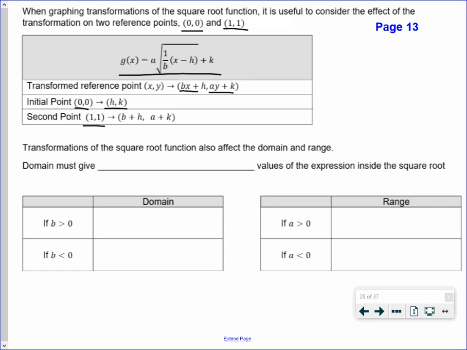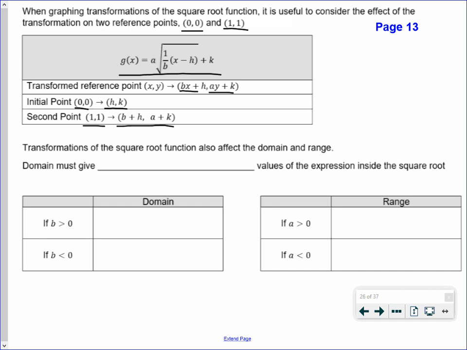Your (h, k) will give you your initial point, and your second point of (1, 1) will come out to (b plus h, a plus k). That's because the x and the y in your transformation rule either become 0 and go away, or they're 1, so the x and y just go away, and you're left with just b and a.